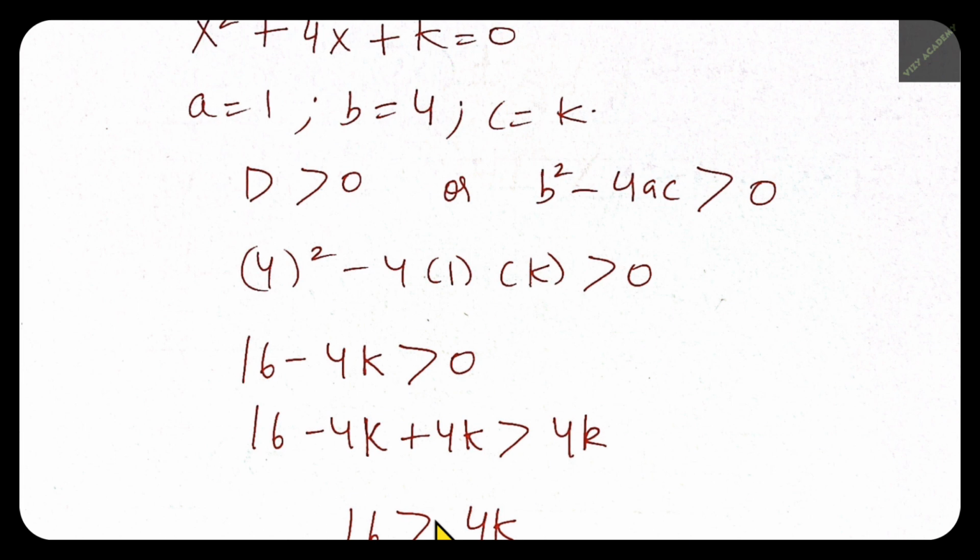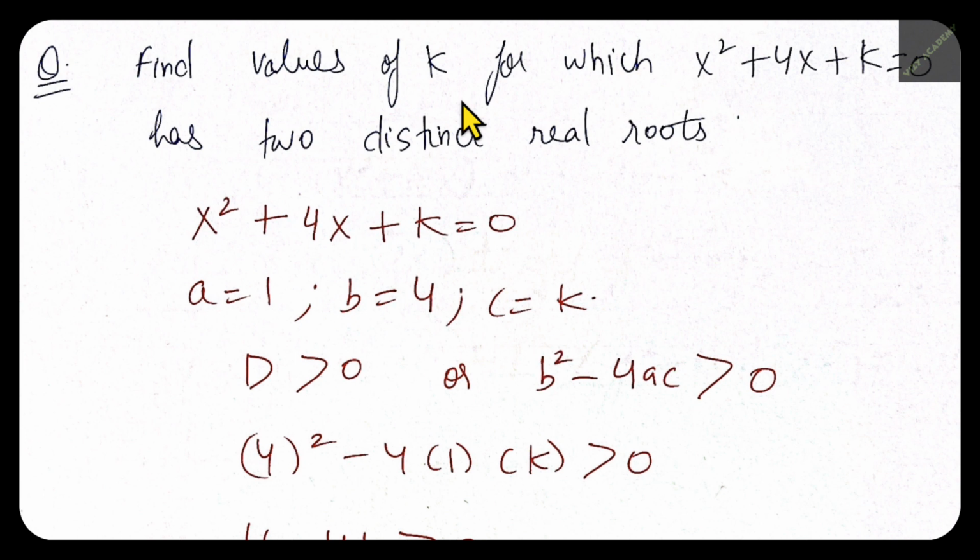Now what we are going to do is add 4k on both sides. So 16 is greater than 4k. Now we will divide both sides by 4, which is the coefficient. So 4 is greater than k, and we can write it down as k less than 4. So in this case, all the values of k less than 4 will give two distinct real roots.